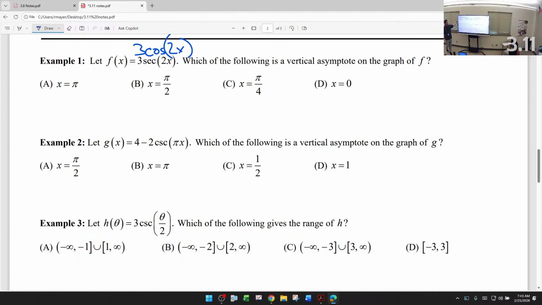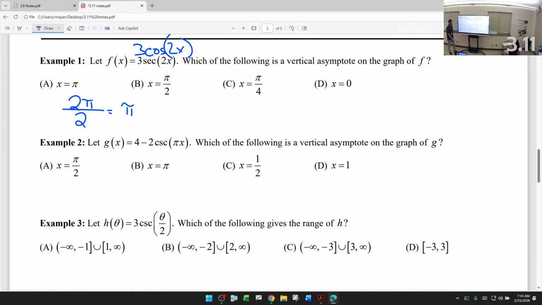Which of the following has a vertical asymptote? Well, a vertical asymptote happens when cosine is 0. And the 3 has nothing to do with it because all 3 does is change my amplitude from -3 to +3. So that has nothing to do with a 0. The 2 does, because the 2 changes the period. It's 2 pi over b. So the period is pi.